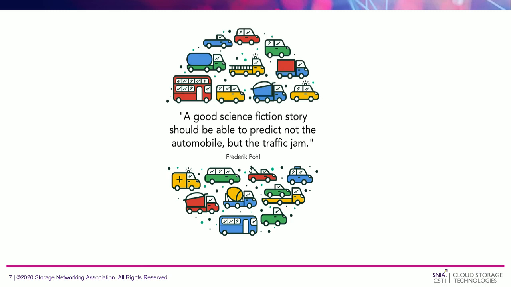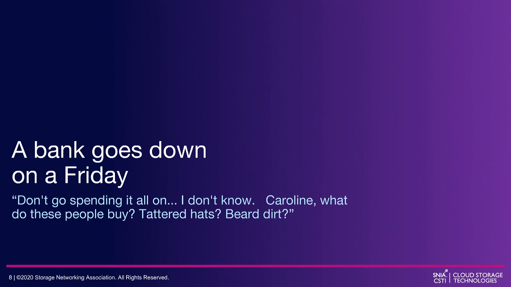For me, the framing of this, it's really important to think of this quote: a good science fiction story should be able to predict not the automobile, but the traffic jam. So a lot of us can see exactly what's in front of us and what's coming down the lines pretty clearly, but we don't need to just prepare for that. We need to prepare for some of the secondary effects that will happen as a result of that thing that's coming. And that thing for a lot of us is Kubernetes. So that's something I just want to keep in the back of our minds as we're exploring this.